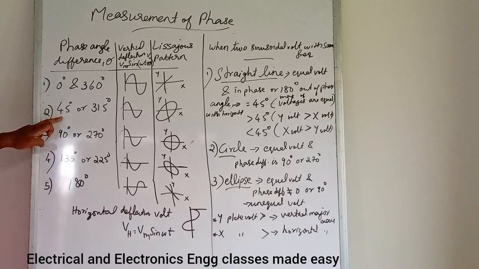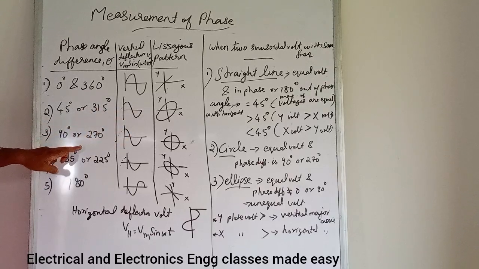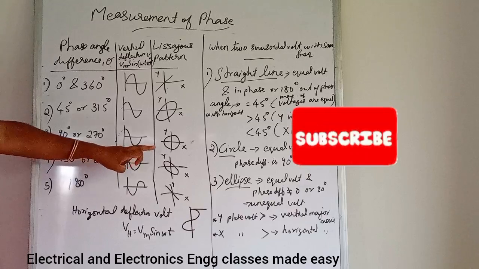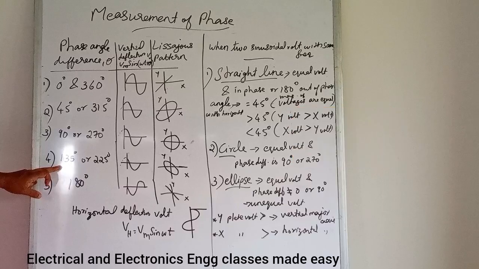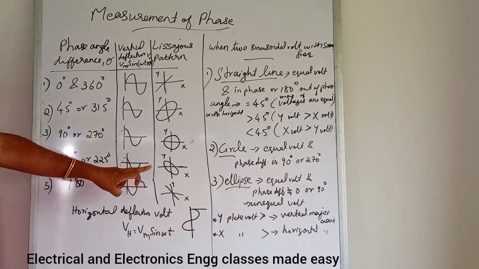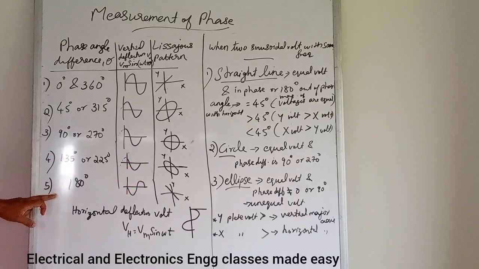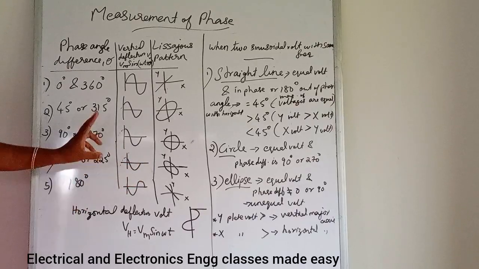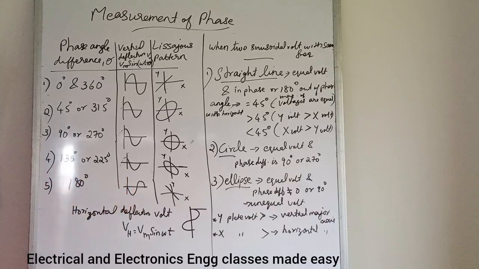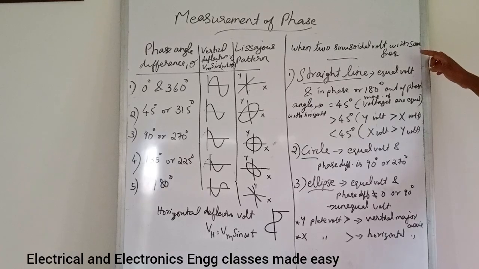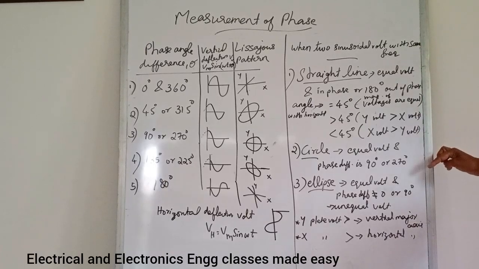And when theta is 45 degree or 315 degree, we will get ellipse. And theta is equal to 90 degree or 270 degree, then it will be a circle on the screen of the CRT. Then if theta is equal to 135 degree or 225 degree, we will get ellipse. And if theta is equal to 180 degree, that is both are out of phase, then we will get a straight line. So these are our conclusions.